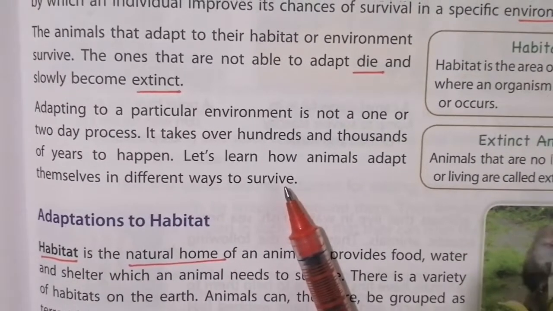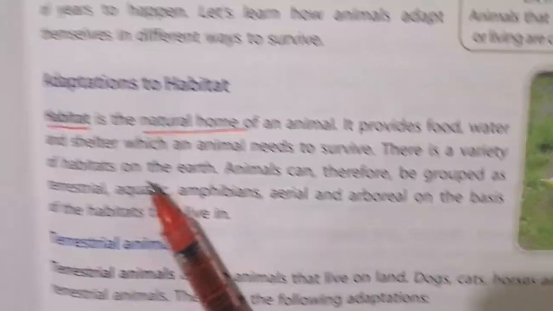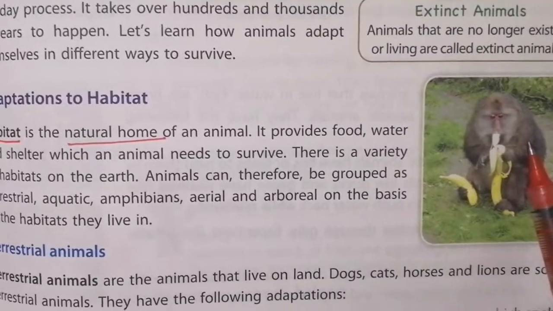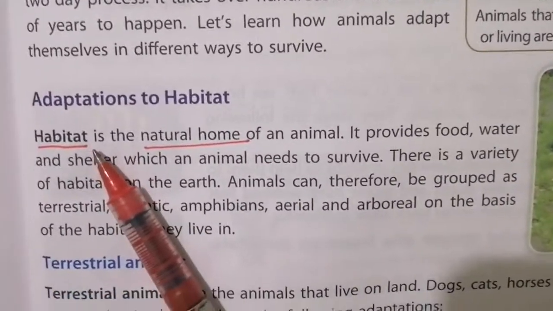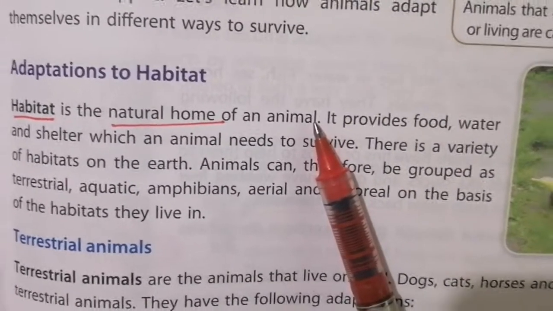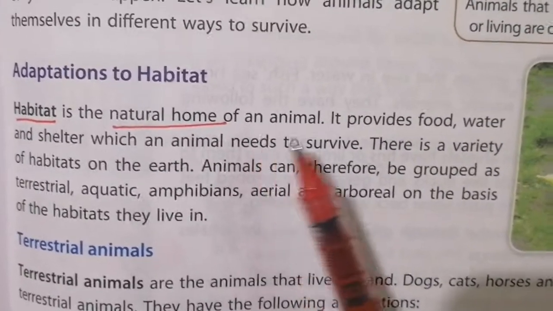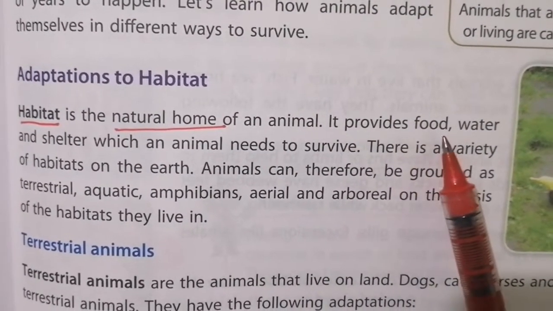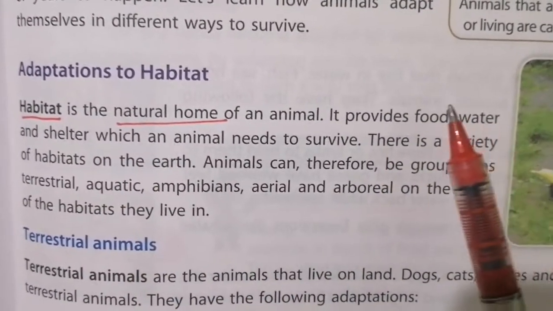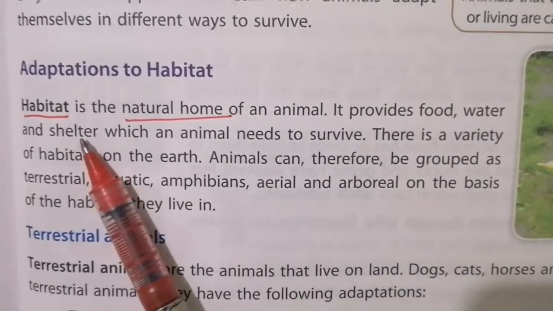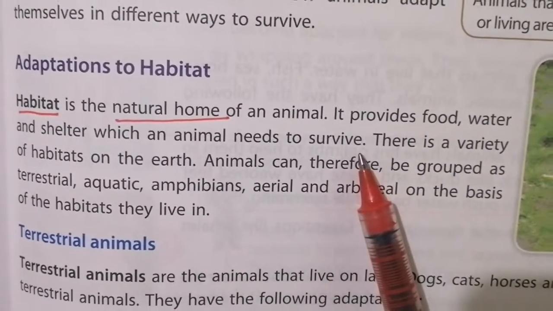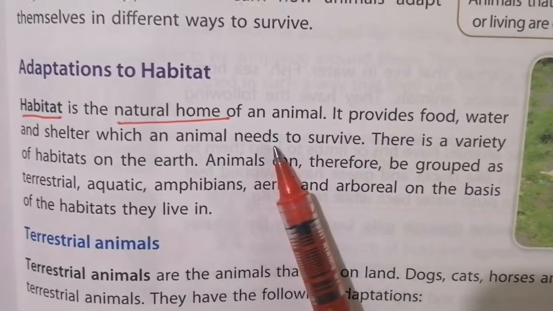Now we are going to see about adaptations to habitat. Did you see this picture? What is habitat? Habitat is the natural home of an animal. Your home is your habitat because it is the natural place where you live. What all things will it provide you? It will give you food, water and shelter. Shelter is the place where you live, which an animal needs to survive. These three things are very essential for survival.